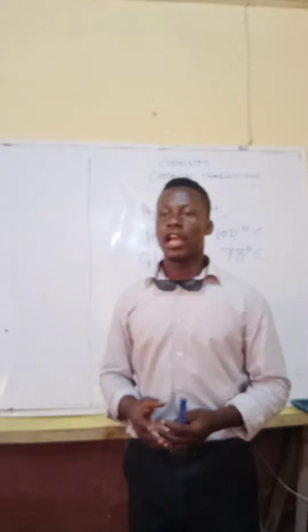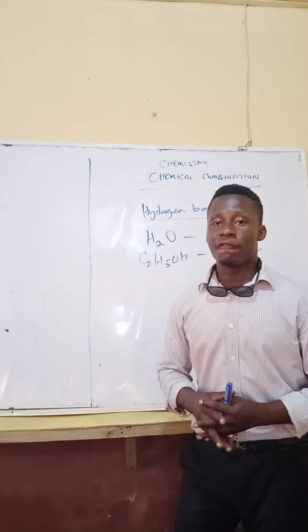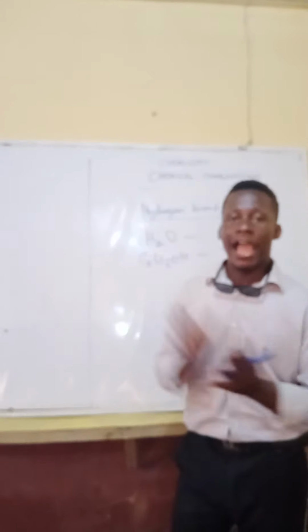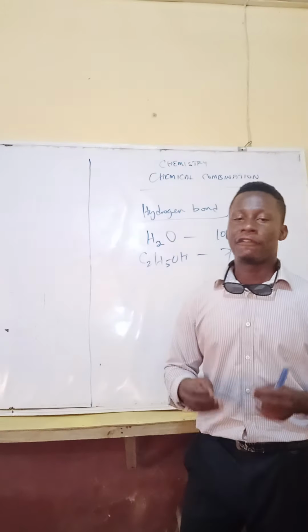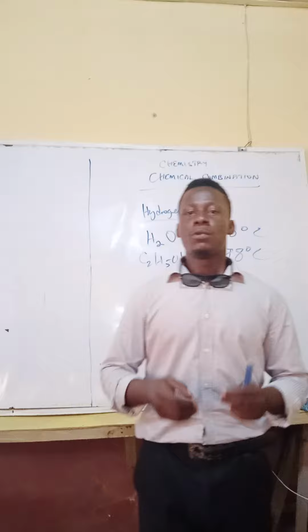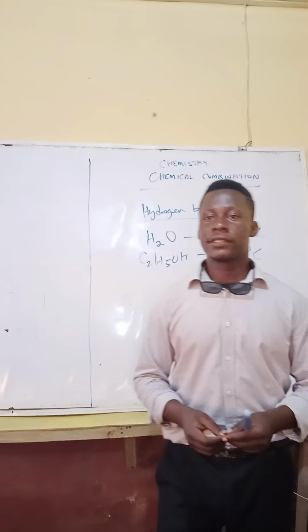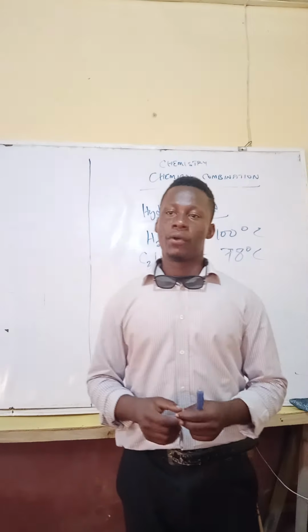So, in a nutshell, we have talked about five types of bond. We talked about ionic or electrovalent bond, covalent bond, metallic bond, van der Waals forces, and hydrogen bond.